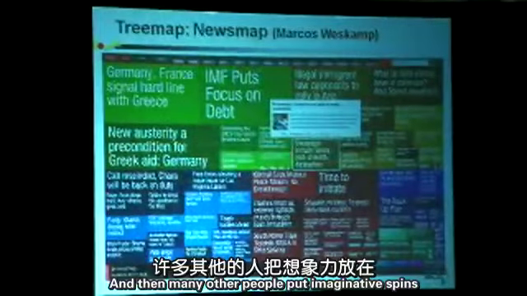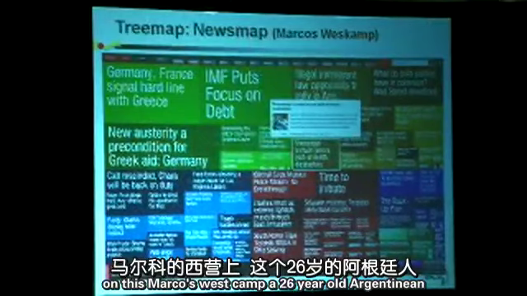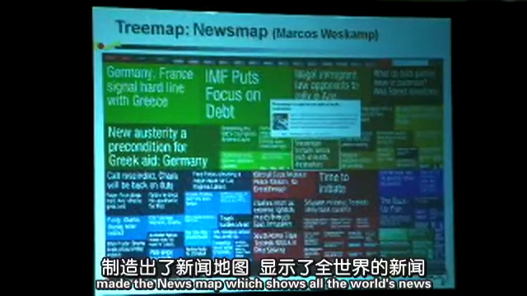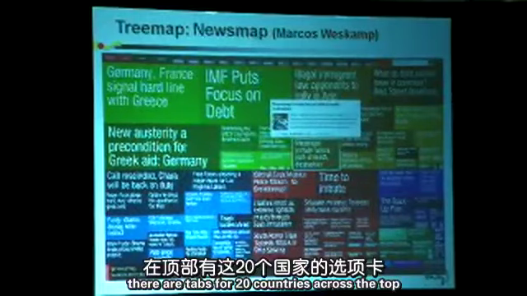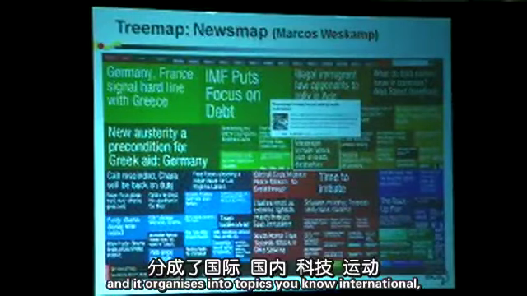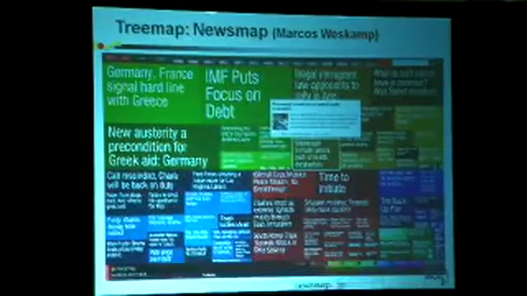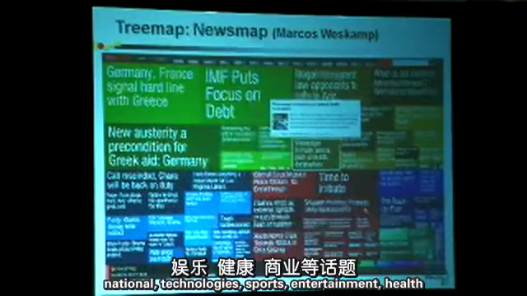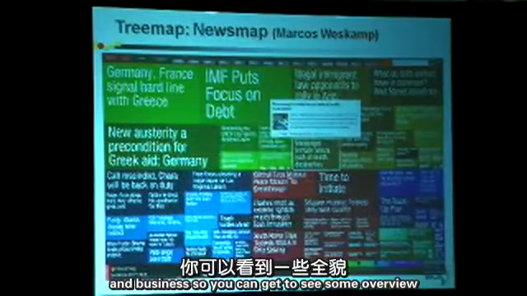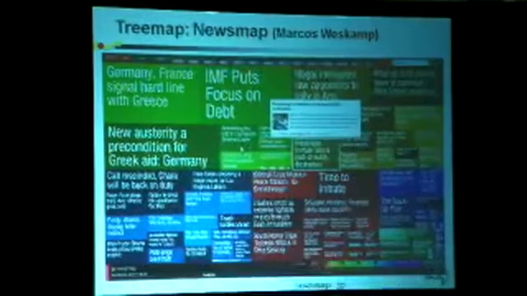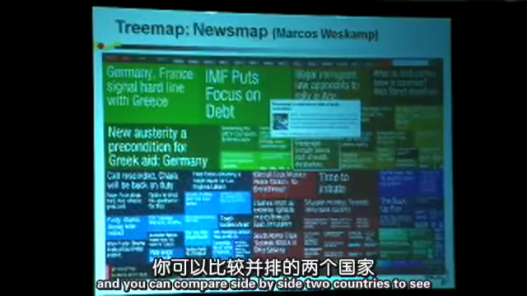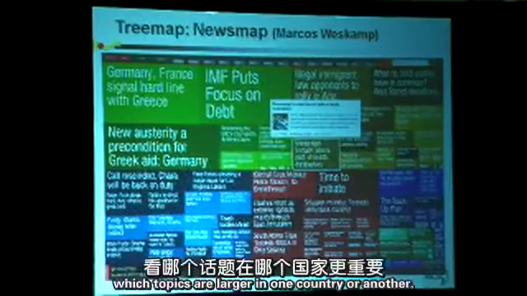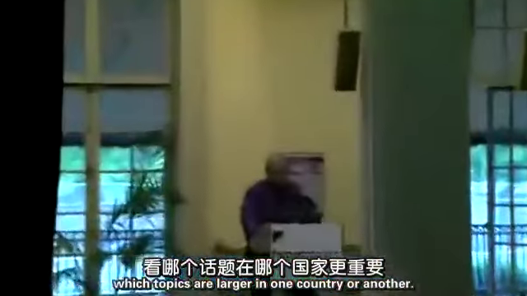And then many other people put imaginative spins on this. Marcos Weskamp, a 26-year-old Argentinian, made the news map, which shows all the world's news. You can get to this for free, and it shows it in 20 countries. There are tabs for 20 countries across the top, and it organizes into topics of international, national, technology, sports, entertainment, health, and business. So you can get some overview that gives you some idea of what's happening, what are the big stories, what are the less big stories, and you can compare side by side two countries to see which topics are larger in one country or another.